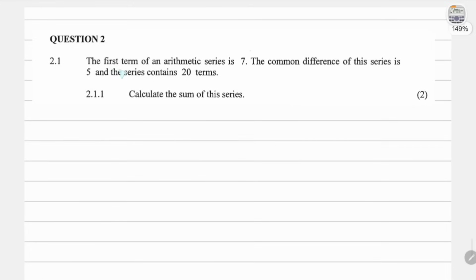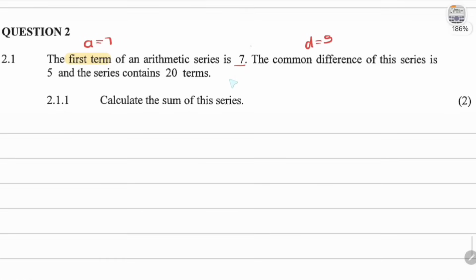Question 2, 2.1: the first term of an arithmetic series is 7, the common difference of the series is 5, and the series contains 20 terms. So let's go ahead and rewrite what they are saying, but assign them to their respective variables. So we know that the first term, which in series is denoted as a, is 7. So a is equal to 7. And the common difference, which is d, is 5. And they tell us that the series contains 20 terms. So the number of terms would be n. So we know that n is equal to 20.